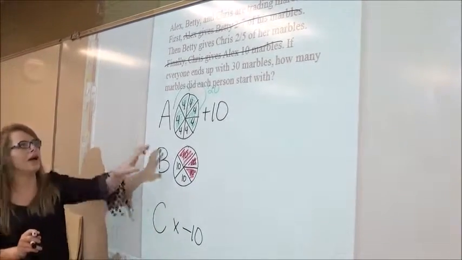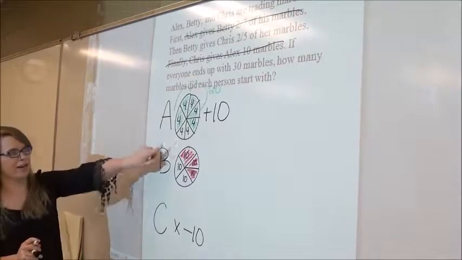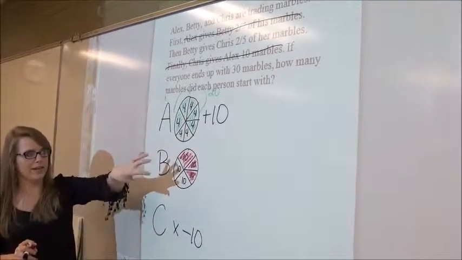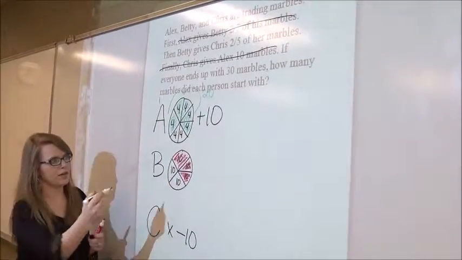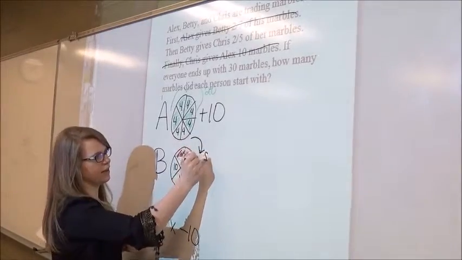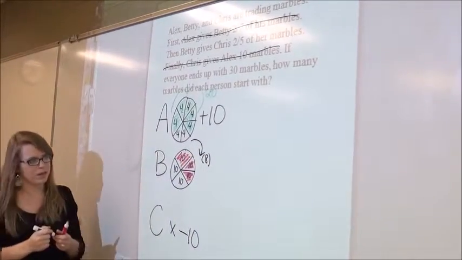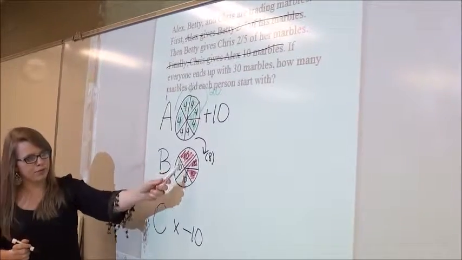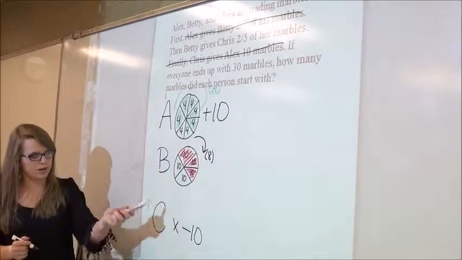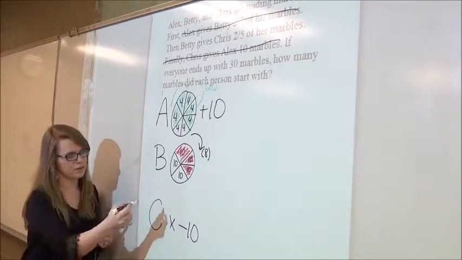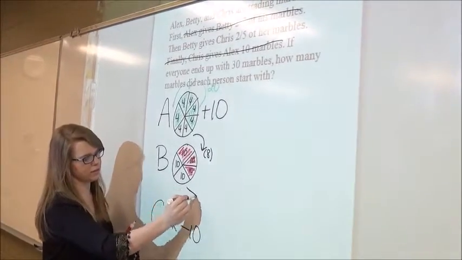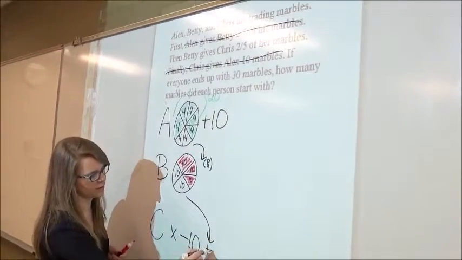Now, Alex did give Betty his 2/7, so included in this is the 8 that he gave her. So, she kept the 3 red slices. She gives away the parts that aren't shaded. So, she's going to give Chris 20.